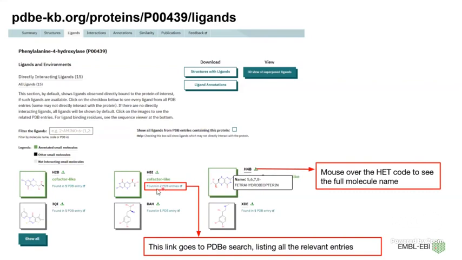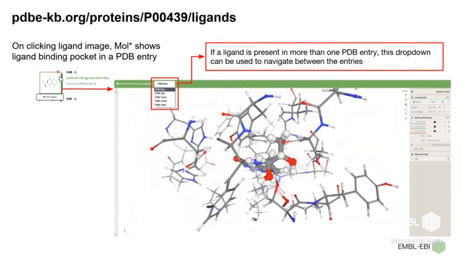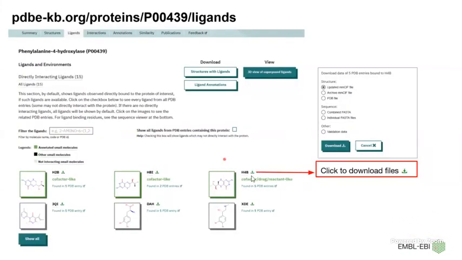Over here, you can see found in PDB entries, and this link gives you PDB search results listing all these PDB entries. Each of these images in the ligand gallery is essentially linked to 3D visualization. On clicking on the ligand image, you will see a Mol* window opening, showing you the ligand binding pocket. If there is more than one ligand bound in more than one entry, you have a drop-down menu and you can navigate between various PDB entries. You can click on this download button in order to download data for this particular ligand.